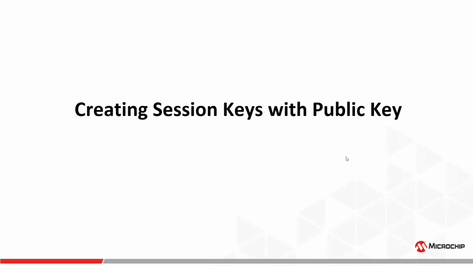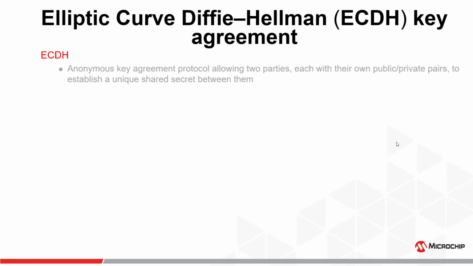Now let's start talking about encrypting messages. Before we encrypt, as you already know from previous parts of this presentation, we need session keys or a session key. Maybe multiple, maybe one. Depends on which cipher we use. So let's talk about creating session keys with public key.